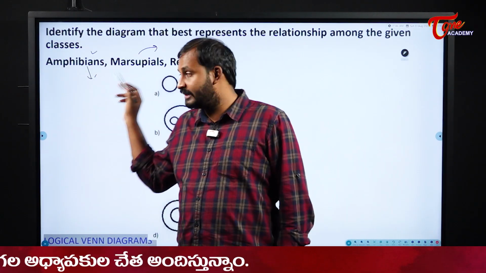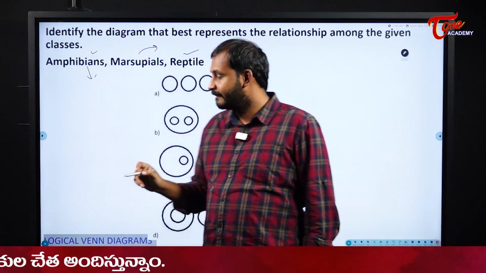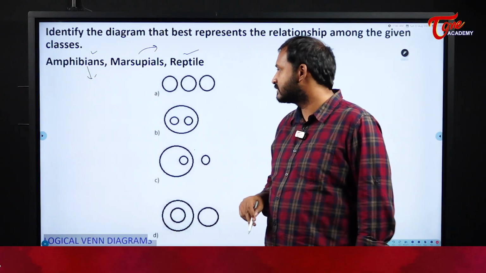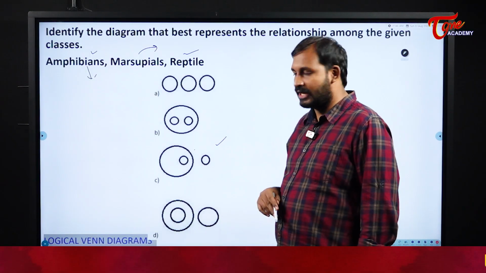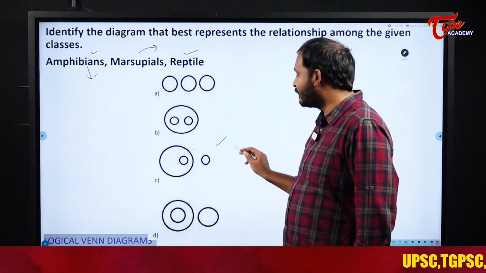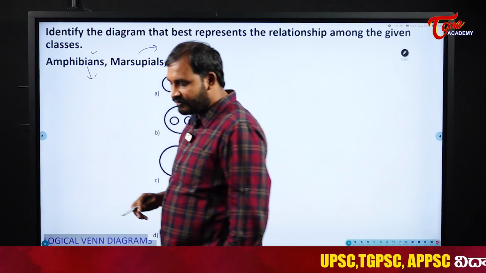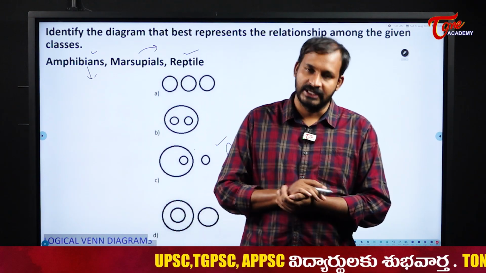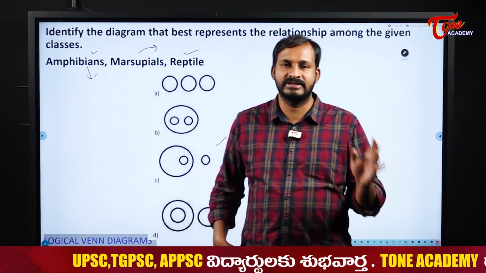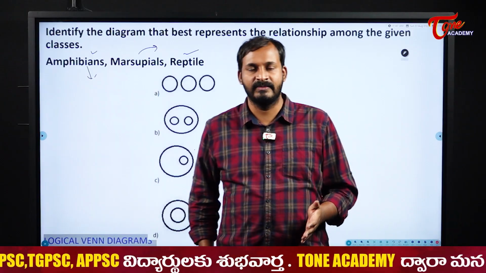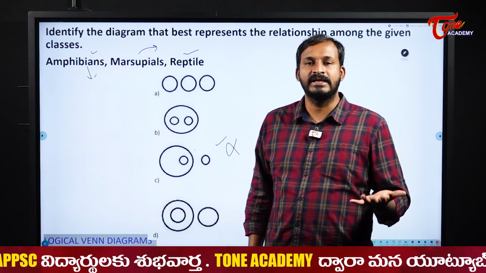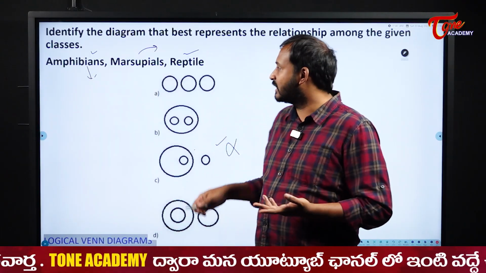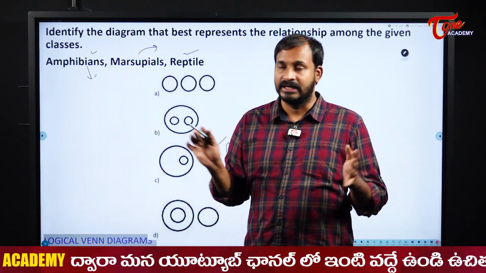So they will write reptiles with amphibians. Sir, I will write like this, they will mark their answer like this. That is a completely wrong perception. When they give reptiles, you should consider all the types of reptiles. Yes, there are more than 80% of reptiles which are amphibians, but still there will be some reptiles which cannot survive in water. So that is the reason we cannot consider all the reptiles inside amphibians.